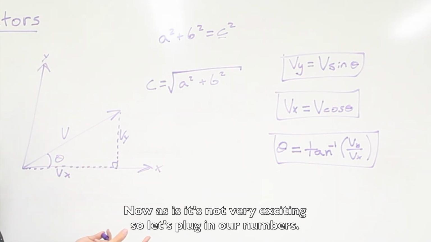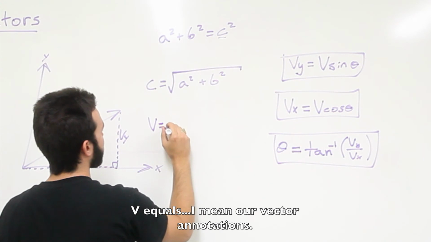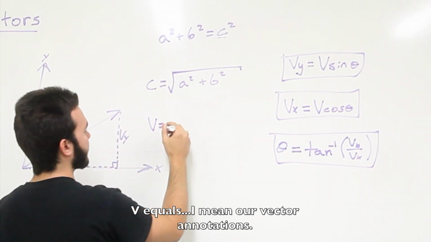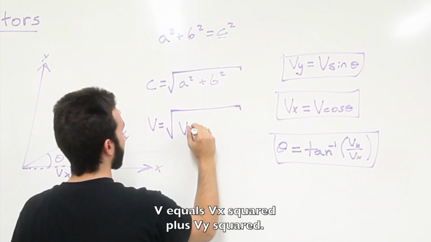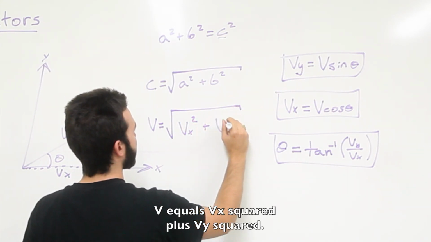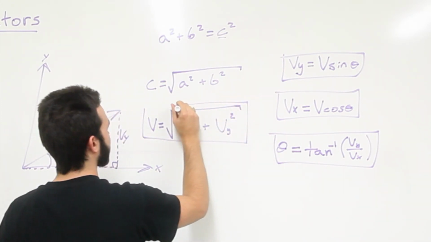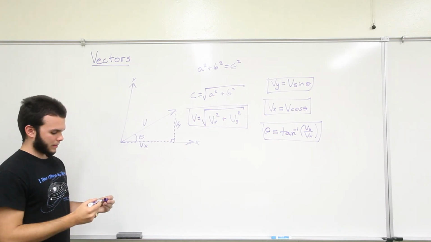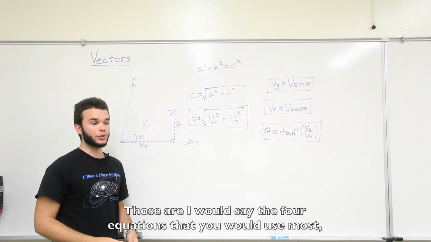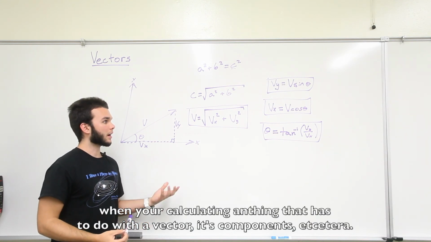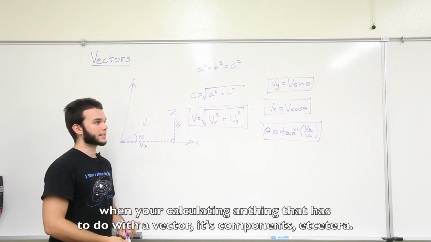Now, that is not very exciting, so let's plug in our numbers. V equals, in our vector annotations, the square root of Vx squared plus Vy squared. Those are, I would say, the four equations that you would use most when you're calculating anything that has to do with a vector, its components, etc.